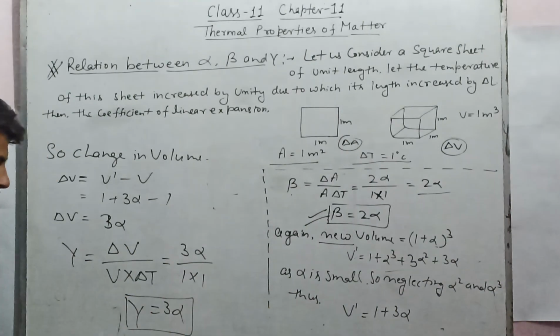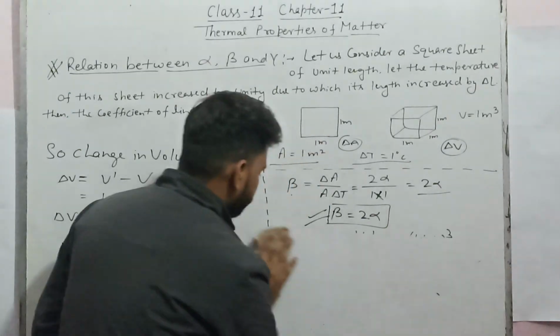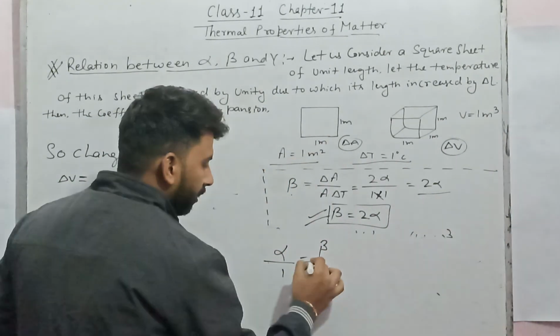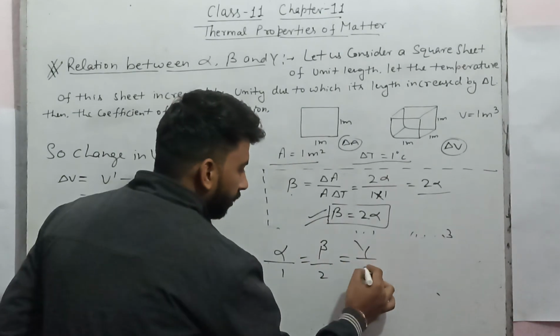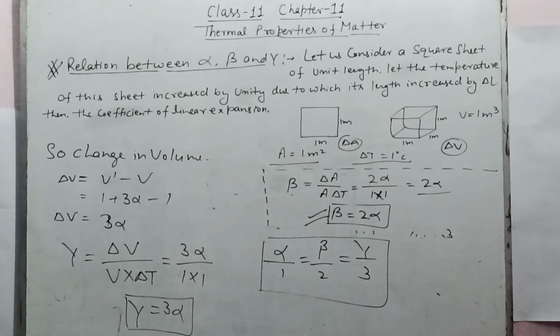Clear? This is the relation between the coefficient of volume expansion or cubical expansion and the coefficient of linear expansion, and the overall relation between alpha, beta and gamma is given as alpha upon 1 is equals to beta upon 2 is equals to gamma upon 3. This is the relation between alpha, beta and gamma.